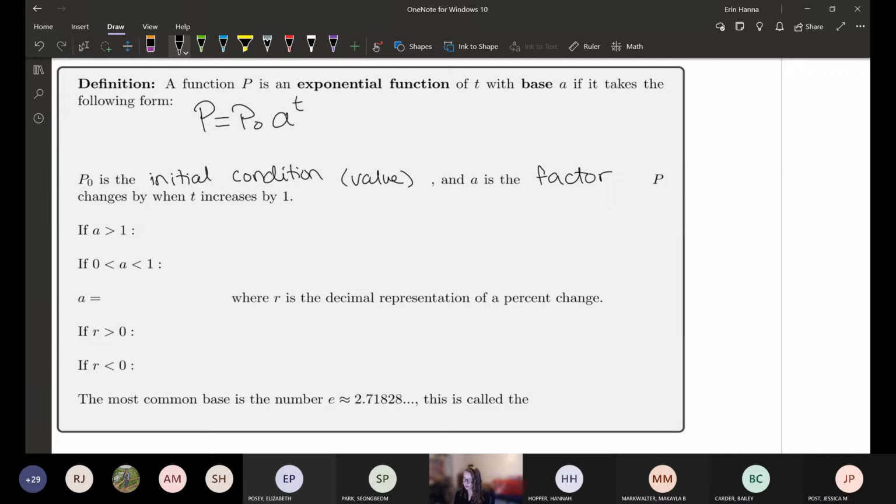of P, is the factor P changes by as t increases by 1. Now a is called the base. So it's called the base, but what it actually means is it's the factor that P changes by when t increases by 1. Now the unfortunate overlap with the online book is that your online book uses a b to the x. And I just hate that the a is in the different spot. So here, the a is the initial condition.